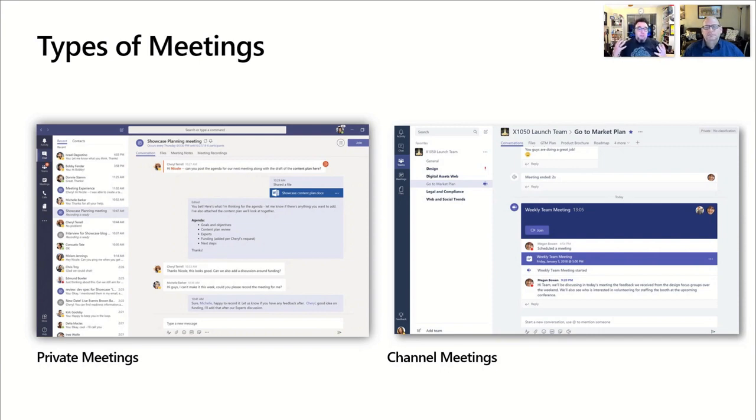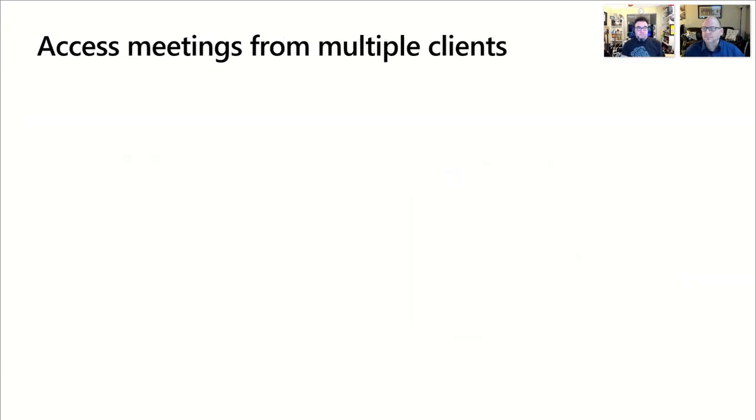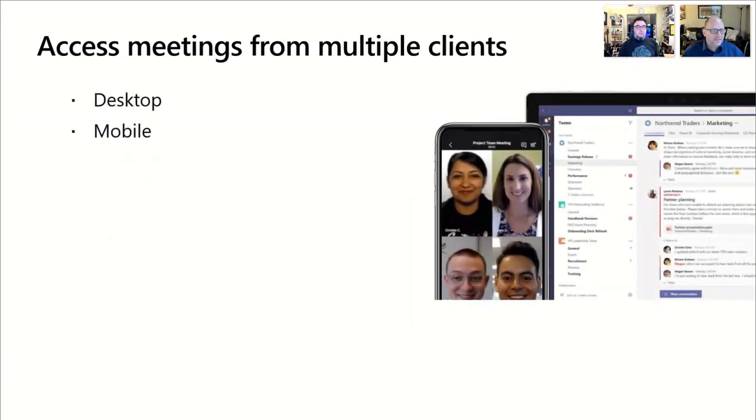The other type of meetings are private meetings. These are meetings where you bring in folks ad hoc. This could be people from other teams within the company. It could just be one other person, or it could include external guests and external users. So private meetings are meetings that a person or a group of people are sharing with a diverse group of people, versus a channel meeting, a meeting that includes all the people that are part of that specific channel inside of Teams.